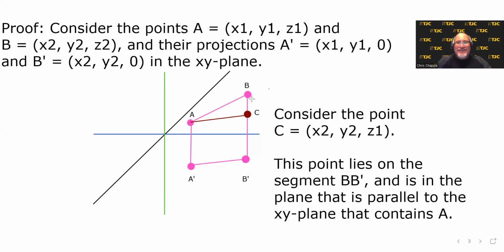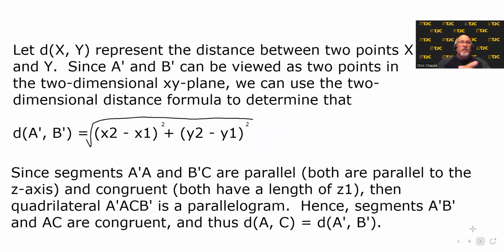Again, point C is on the segment containing B and B prime, and A and C, both A and C and the segment connecting them, lie on a plane that is parallel to the XY plane. So how's this going to help us? Well, we're going to do the distance formula down on A prime, B prime, because they're essentially in a two-dimensional place right now in the XY plane.